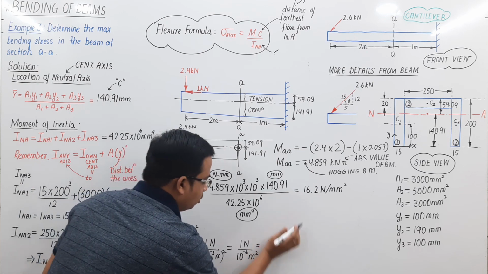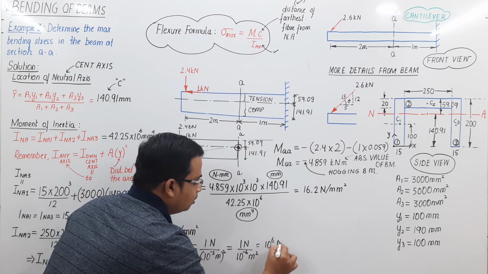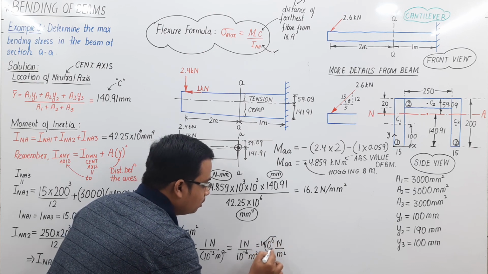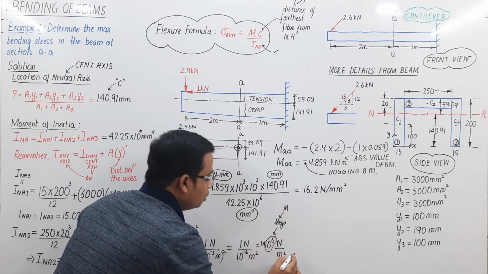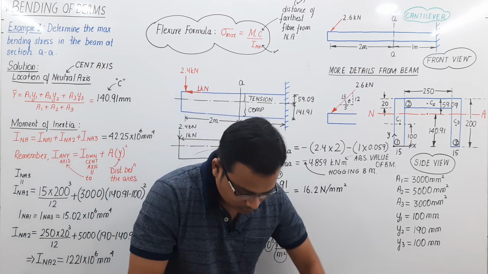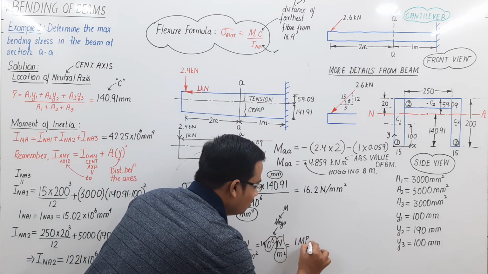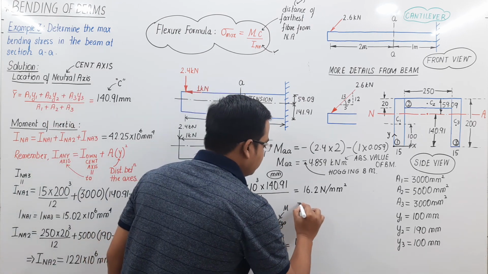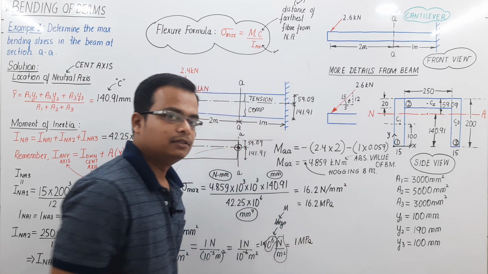What is this? 10 raised to minus 6 shifts upwards, so 10 raised to 6 Newton per meter square. You can also write this as 1 multiplied by, and what is this? This is a very big fellow. It's mega. Mega is written as capital M. So what you get is 1 mega. And Newton per square meter is Pascal. Remember this. Mega Pascal. So by the way, 1 Newton per mm square is 1 megapascal. You can essentially write this as 16.2 megapascals. That is your final answer.